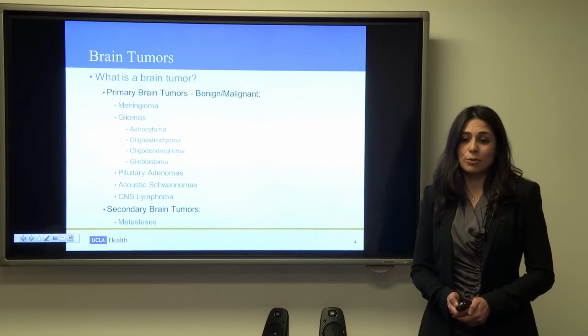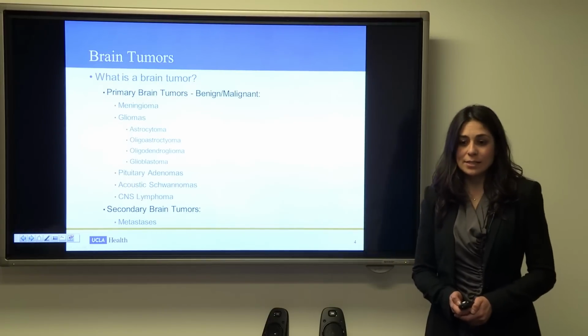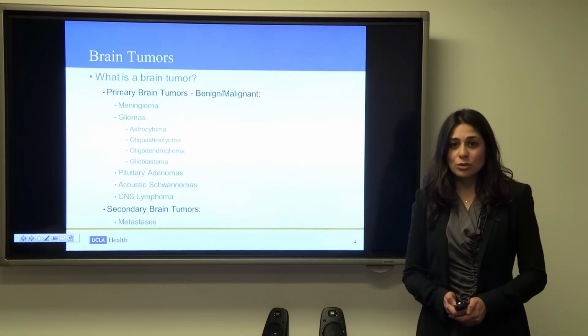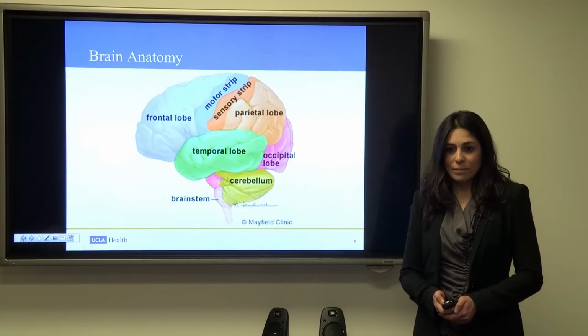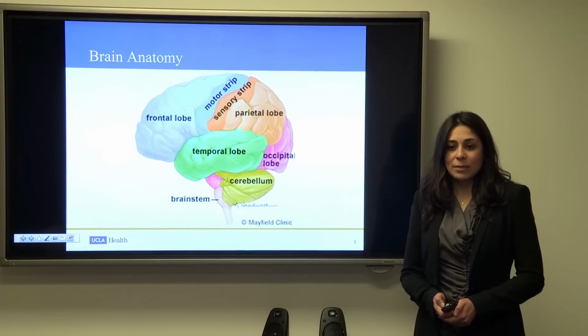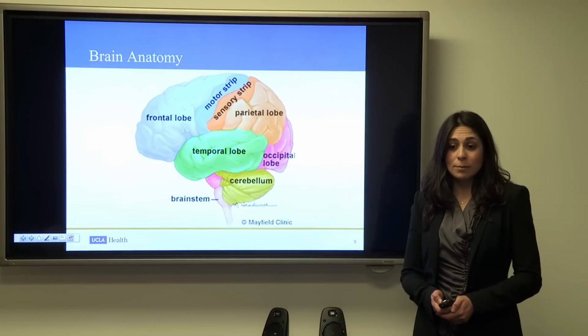Then there are secondary brain tumors, and these are known as metastases. That means they spread from a different source in the body to the brain. For example, a breast cancer that has spread to the brain, or a lung cancer. This is looking at the brain anatomy and the various different lobes. You have the frontal lobe, parietal lobe, temporal lobe, occipital lobe, and then the cerebellum and brainstem.